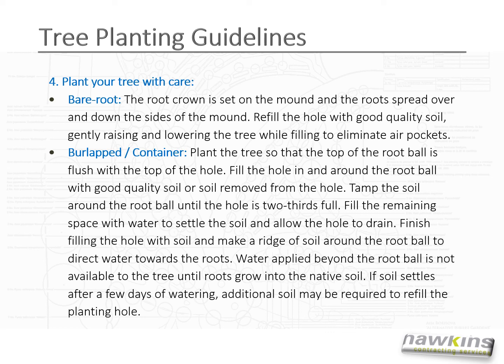Fill the hole in and around the root ball with good quality soil or soil removed from the hole. Tamp the soil around the root ball until the hole is 2/3 full. Fill the remaining space with water to settle the soil and allow the hole to drain. Finish filling the hole with soil and make a ridge of soil around the root ball to direct water towards the roots. Water applied beyond the root ball is not available to the tree until roots grow into the native soil. If soil settles after a few days of watering, additional soil may be required to refill the planting hole.